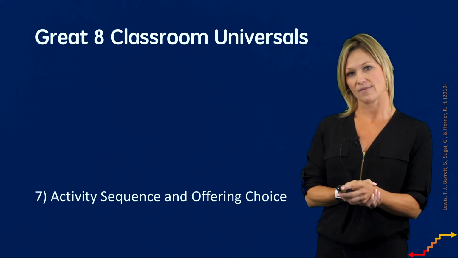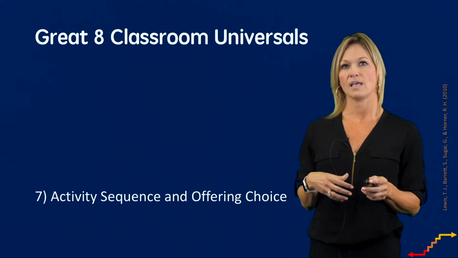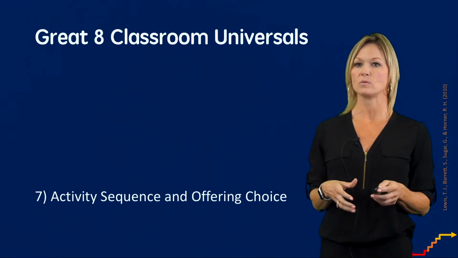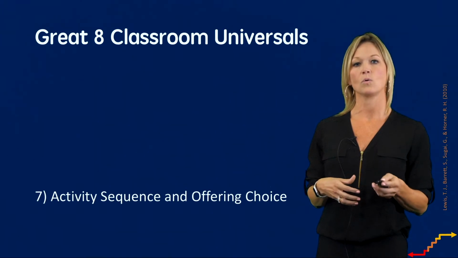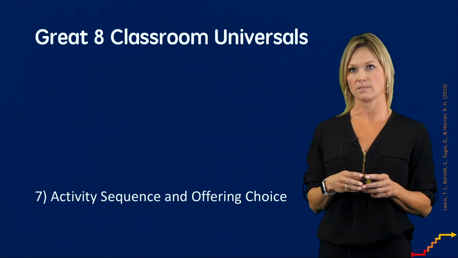The seventh identified classroom universal is activity sequence and offering choice. Activity sequence and offering choice are powerful instructional practices when designing task sequence, order, groupings, and opportunities to demonstrate learned concepts.